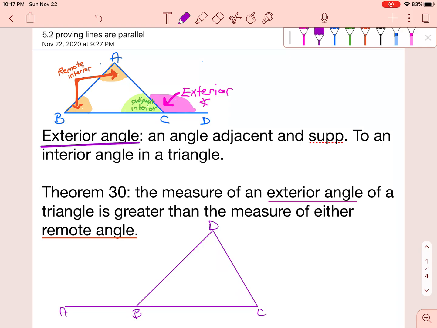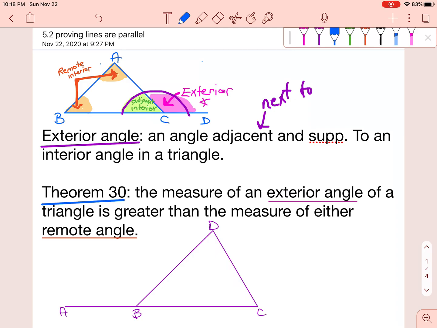The definition of exterior angle is an angle adjacent, or next to, and supplementary to an interior angle in the triangle. So you can see our 180 degrees, bam, right there.